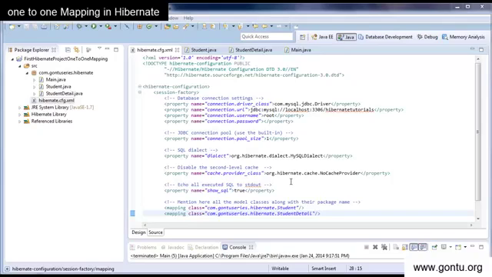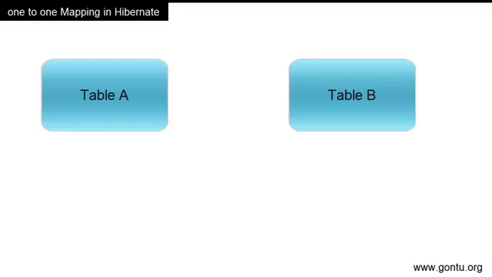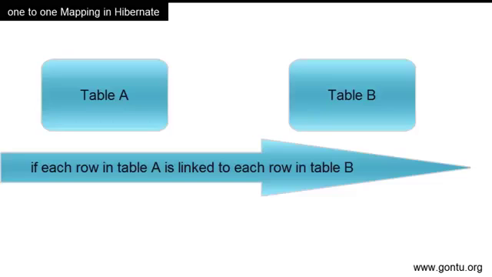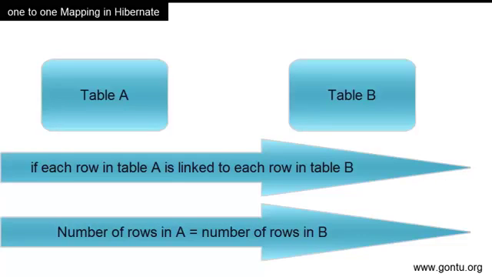Before I go and hit the demo and start explaining everything, the first question is: what is a one-to-one mapping or relationship in general, and how is it related to Hibernate? Any two tables in a database, say A and B, are said to have a one-to-one relationship if each row in table A is linked to another row in table B, and the number of rows in table A is equal to the number of rows in table B.